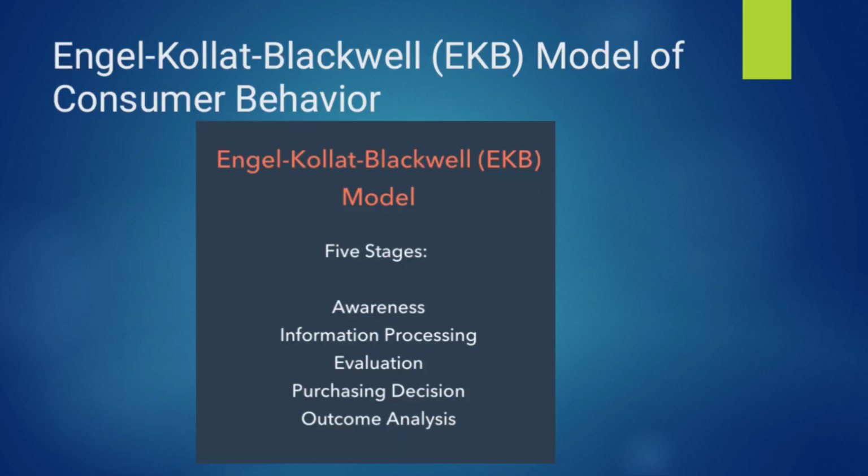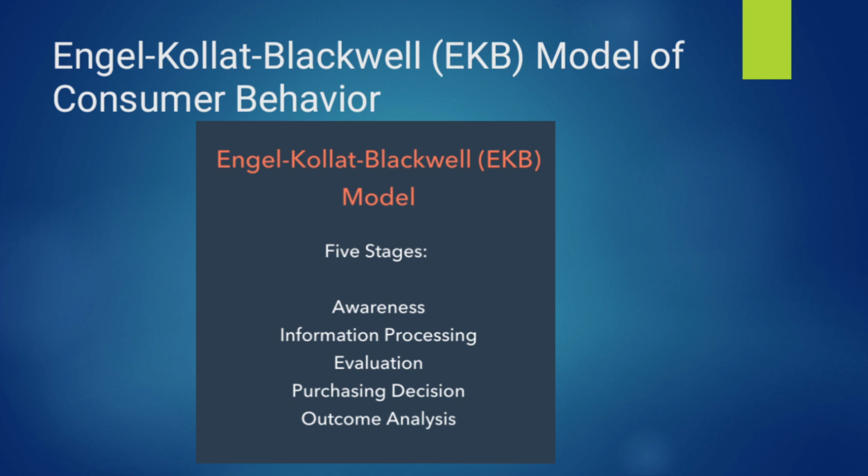The Engel-Kollat-Blackwell model has five stages: awareness, information processing, evaluation, purchasing decision, and outcome analysis. Awareness: during this stage consumers view advertisements from the business and become aware of their need, desire, or interest to purchase what they have just discovered. Information processing: after discovering a product or service, a consumer begins to think about how it relates to past experiences or needs and whether it will fulfill any current needs.